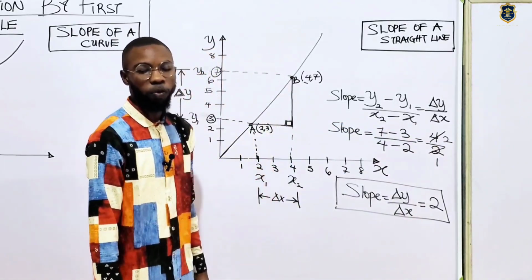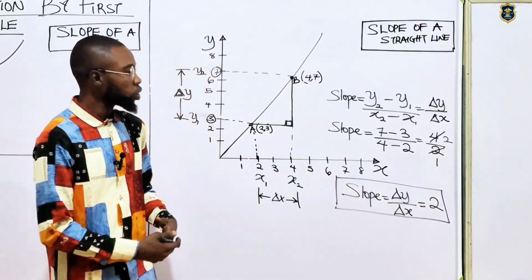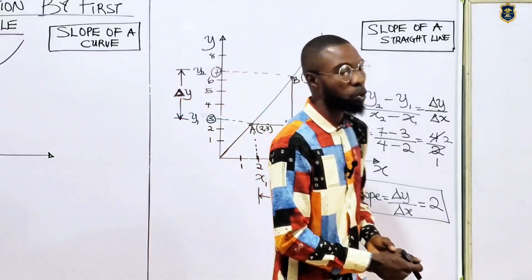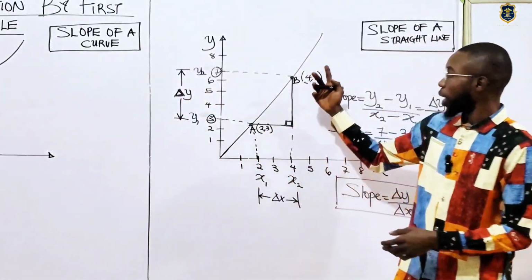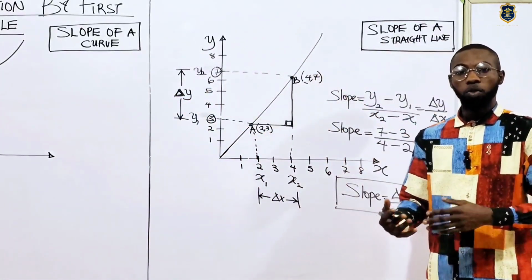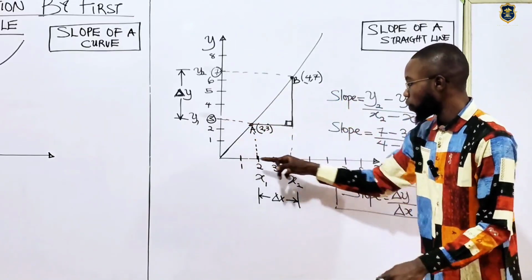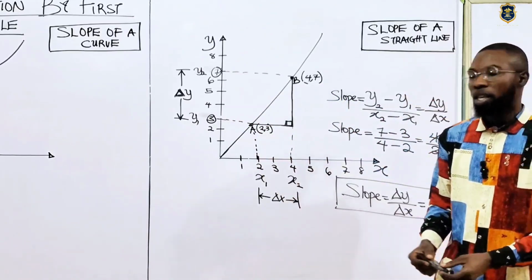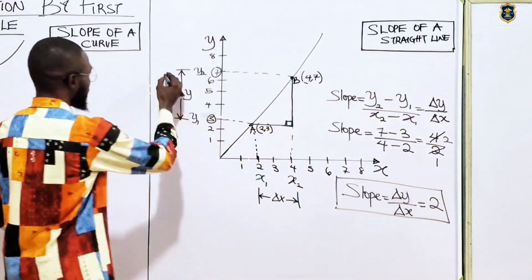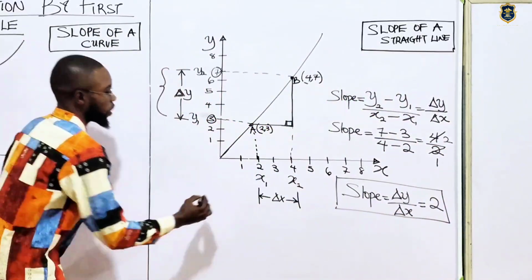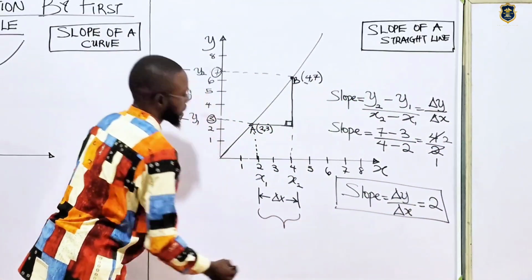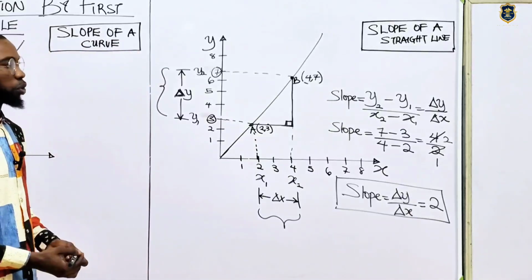So if I am asked to look for the slope of a straight line, for any straight line, you just go and say the slope is what? It is y2 minus y1 over x2 minus x1. That is the change in the y-axis over the change in the x-axis. That's simply what the slope for a straight line is.